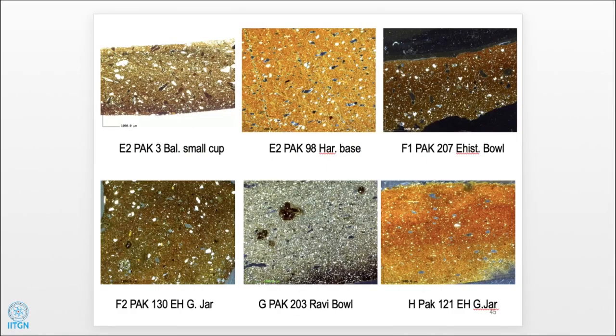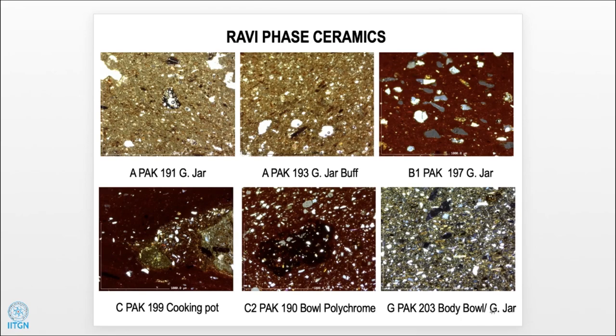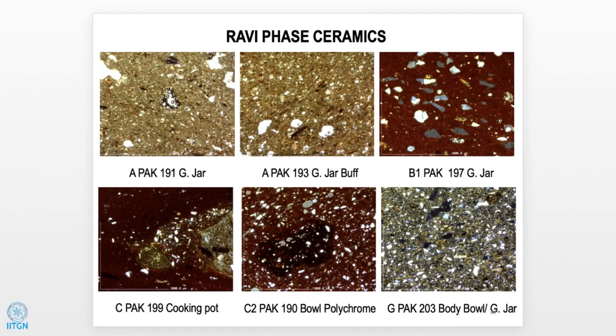Then here, what I'm trying to give is an overall evolution part. So there is change taking place. We are trying to define it. And this is Ravi phase ceramics, that is globular jar. There is another globular jar, then globular jar. So what you are seeing is that within the phase itself, there are a few varieties.